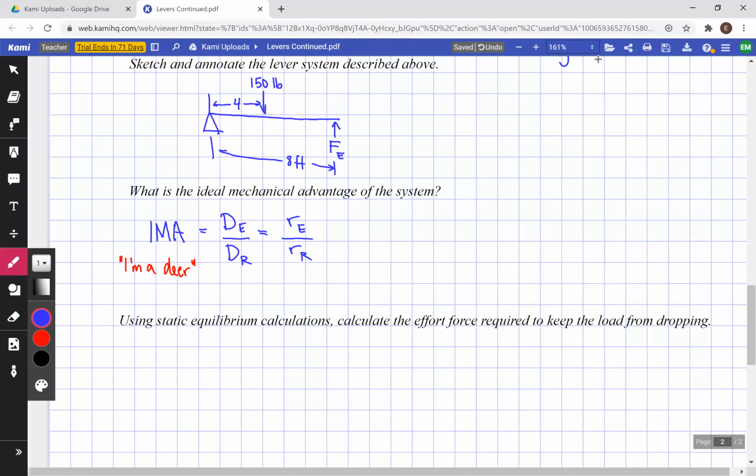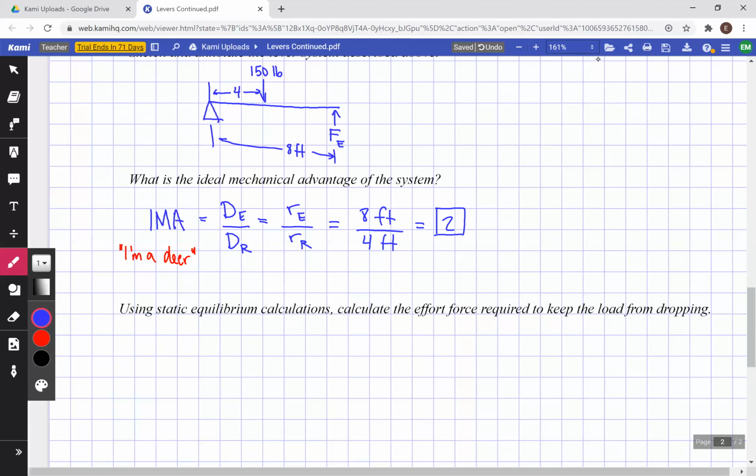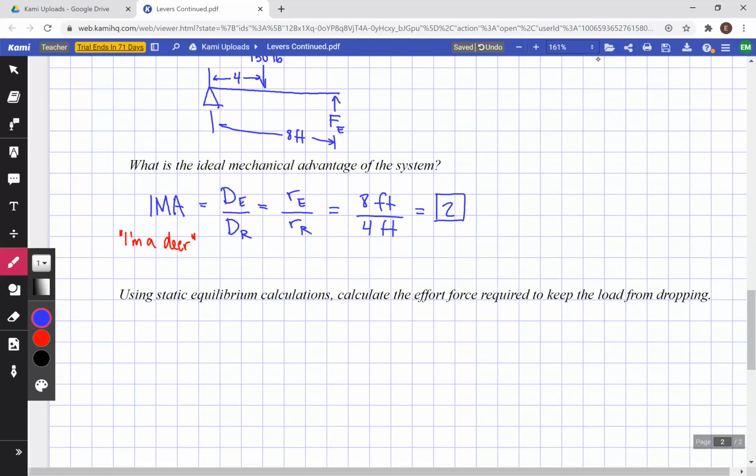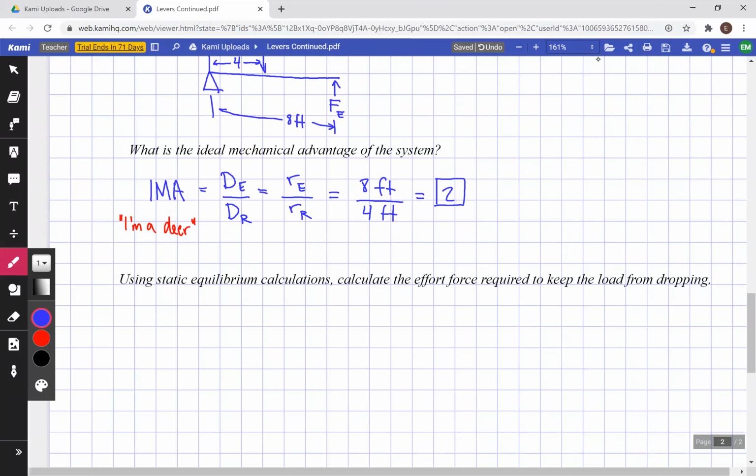So all we need to do to calculate the ideal mechanical advantage of this system is plug in what we know. We know that the radius of the effort force from the fulcrum is 8 feet. And we know that the radius of the resistance force or the load from the fulcrum is 4 feet. And so that gives us an ideal mechanical advantage of 2. So any force we put in is going to be doubled, right? It's going to increase the magnitude of the effort force when we're looking at the system.